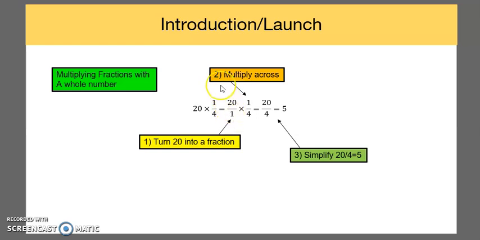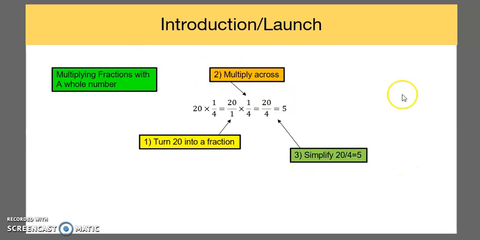After that, we tell our students we want them to multiply across. This means the numerators are going to be multiplied to each other and the denominators are going to be multiplied to each other. So in this example, 20 times 1 gives us 20 and 1 times 4 gives us 4. The final step is to simplify. This means that how can we simplify the numerator and the denominator? 20 divided by 4 gives us 5, and therefore 5 is our final answer.